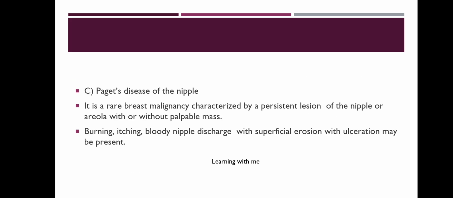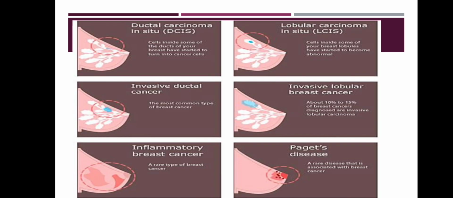Then, Paget's disease of the nipple. It is a rare breast malignancy characterized by persistent lesion of the nipple or areola with or without palpable mass. Burning, itching, bloody nipple discharge with superficial erosion with ulceration may be present.